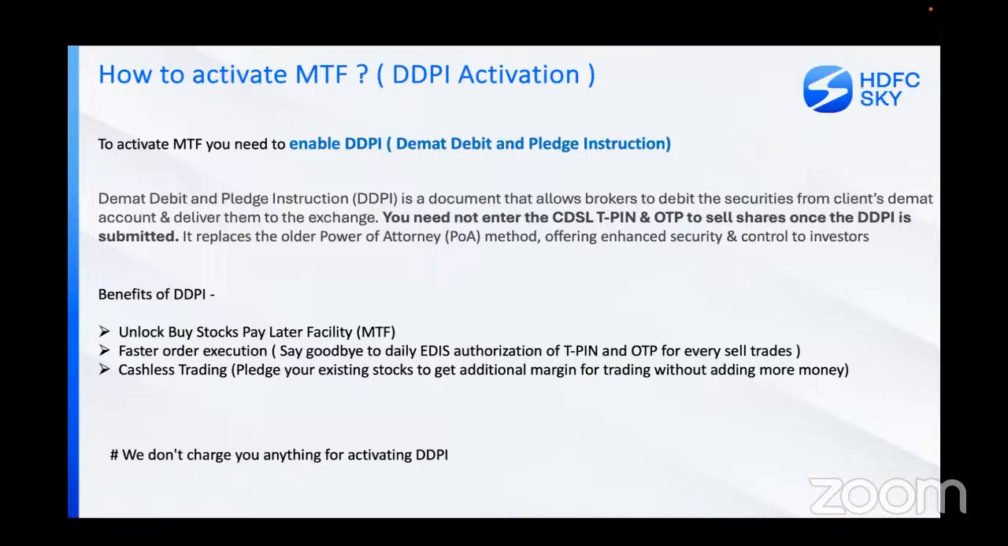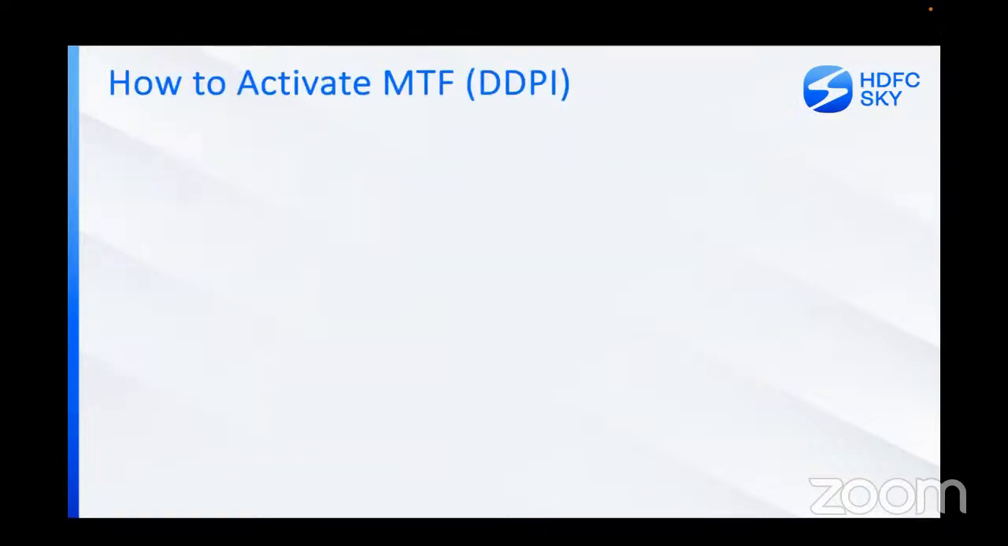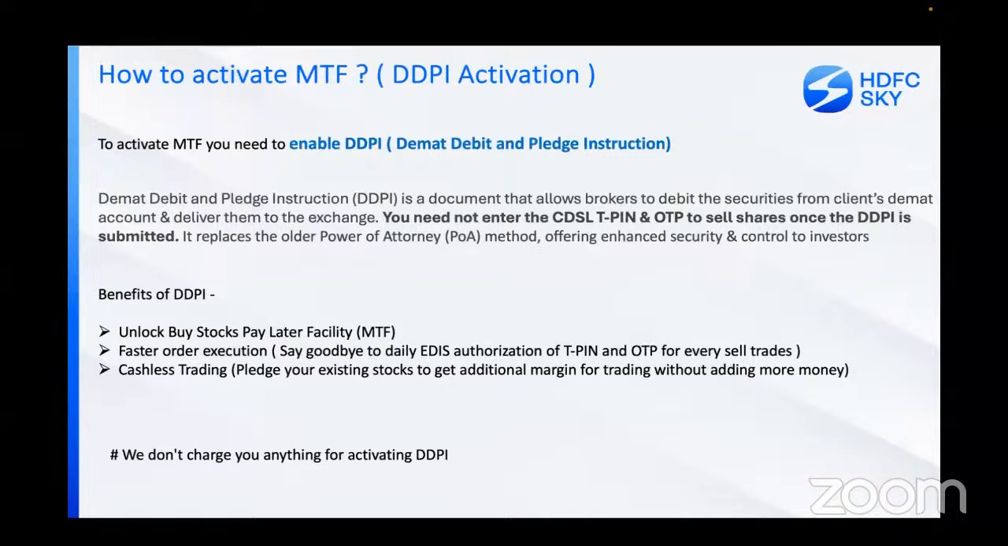So the next point we are going to discuss is how to activate your MTF, that is DDPI activation. If you want to make transactions in MTF, it is important for you to activate your DDPI, that is Demat Debit and Pledge Instructions. If you don't activate that, you won't be able to take the benefits of MTF as a product, because as I said earlier, MTF helps you unlock the buy stocks pay later facility.